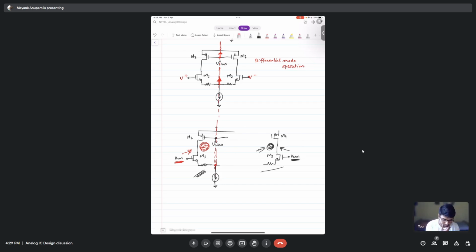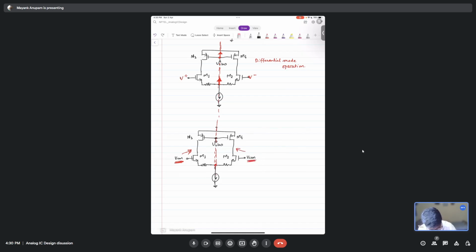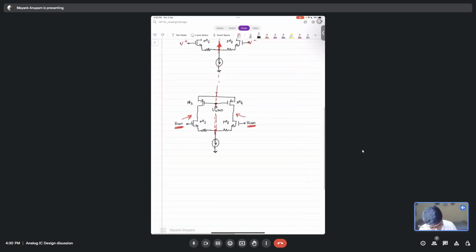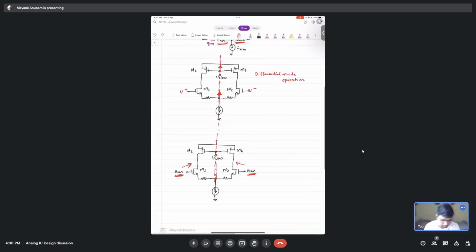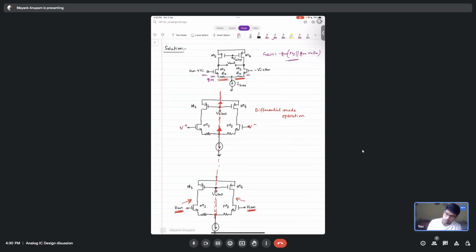It's better, right? Do you understand? So this is exactly what common mode and differential mode circuits are. So how do you solve it? Now when you find the axis of symmetry, after that you analyze your circuit differently for differential mode operation and common mode operation.